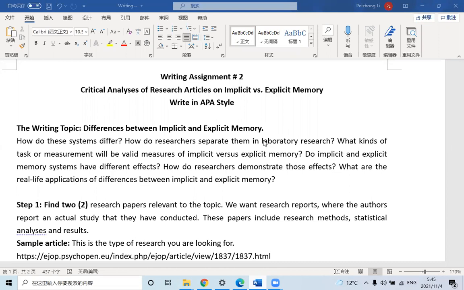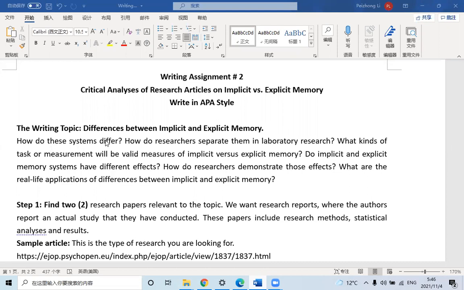Hello, let's talk about writing assignment number 2. I'm going to go through the different steps for completing this assignment. The topic of writing is the difference between implicit and explicit memory. Here are some topics you can write about.